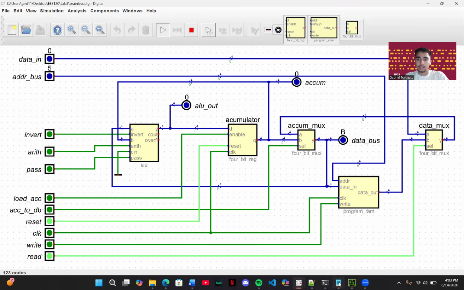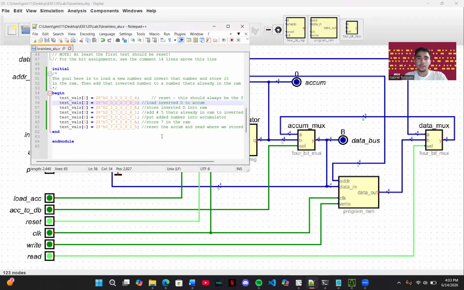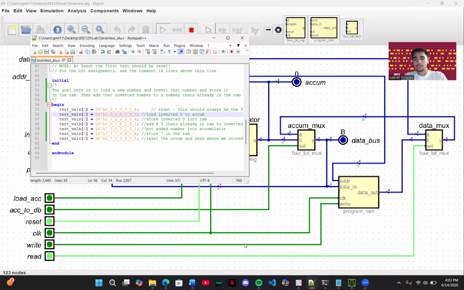So now let's take a look at, which I'm honestly really proud of, because there's no amount of AI that you can use to figure out what is going on here. It's just you yourself. But here, my last and final test, test 3, which was the brainless ALU.